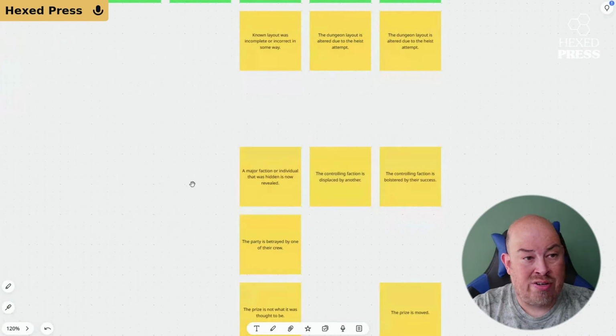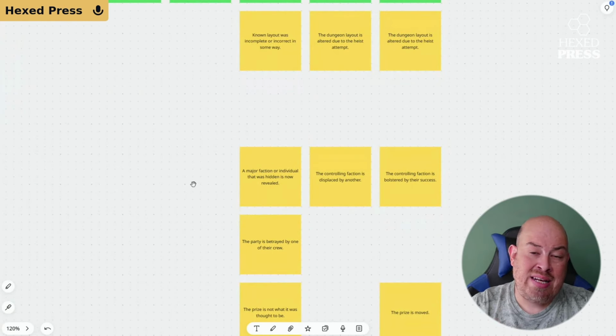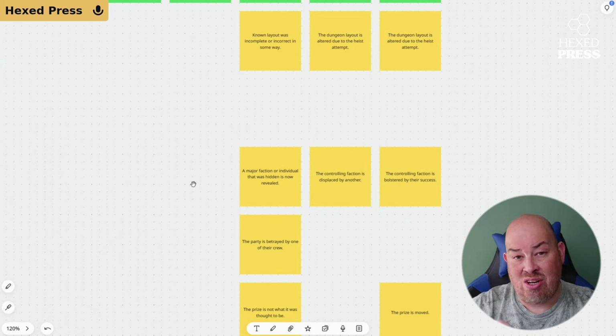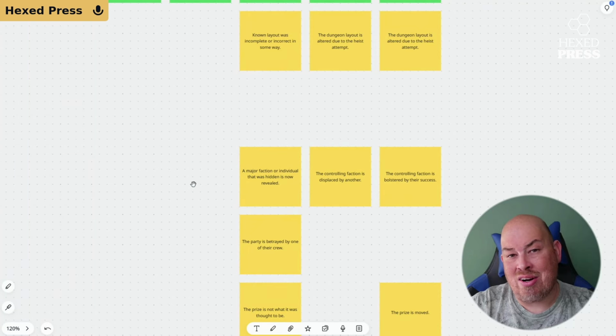It could be that there's a major faction or individual that was hidden and is now revealed. So they'd seen the cult of Orcus, but they didn't know that there were some demons down there, or a vampire or somebody else that was either pulling the strings or was brought in by Orcus as some kind of intermediary, or maybe there's someone else entirely. This is where you could have some kind of double cross. The mayor was involved all along. Something is in there, and now it's revealed, and of course that causes an obstacle.